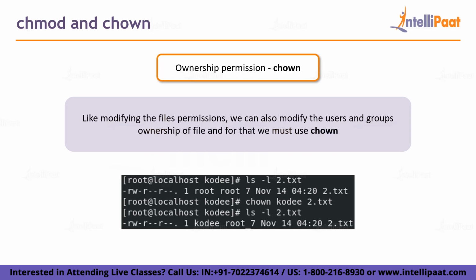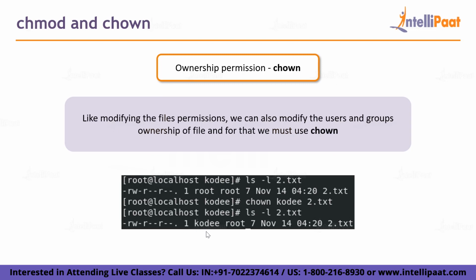Then ownership permission. Ownership permission is chown. So like modifying the file's permissions, we can also modify the user and group ownership of the file, and for that we must use chown. So you can see here again ls minus l 2.txt. So forget about the part where we saw the file permissions. Now just concentrate on this particular part, which is root and root, which are basically the ownership of this particular file. So 2.txt, you can see the ownership was with root and root. So now I wanted to change ownership, so I used the command chown cody 2.txt, and you can see the change over here.